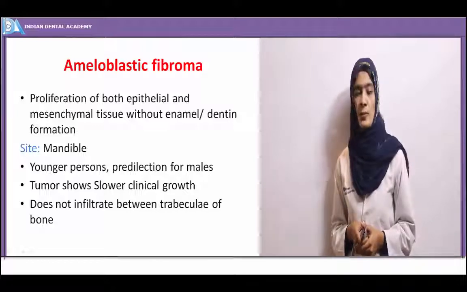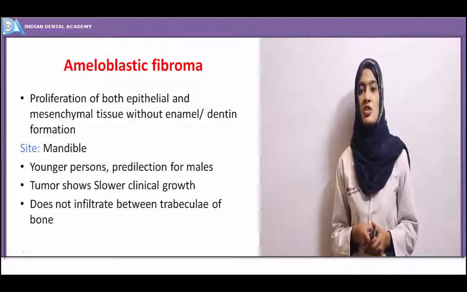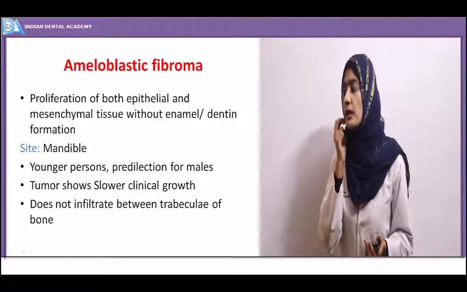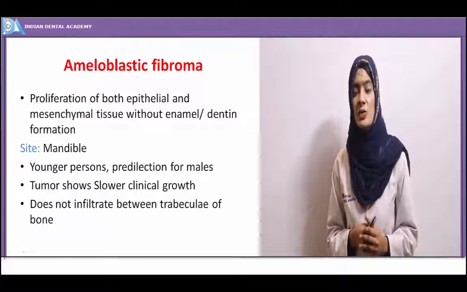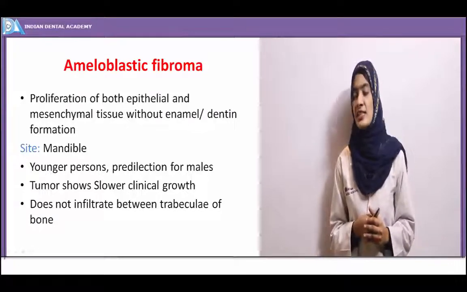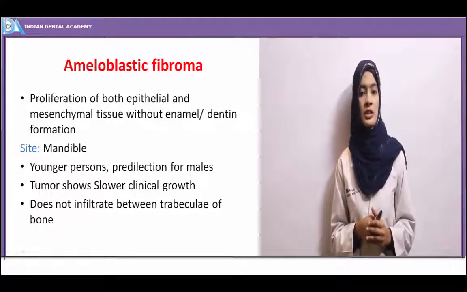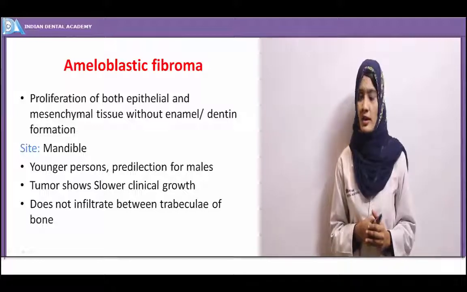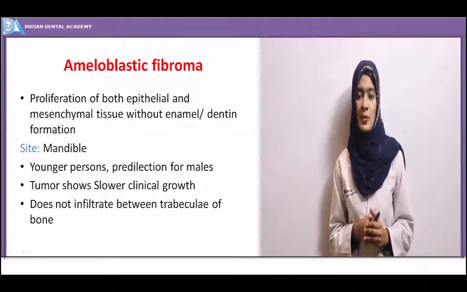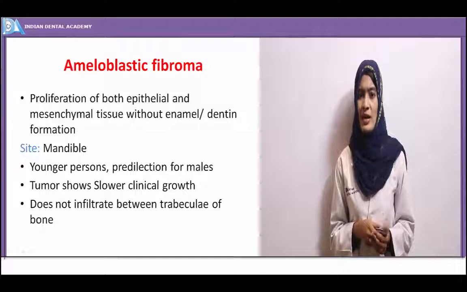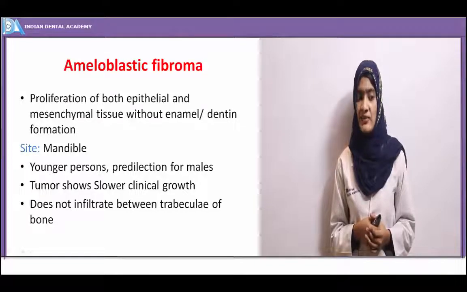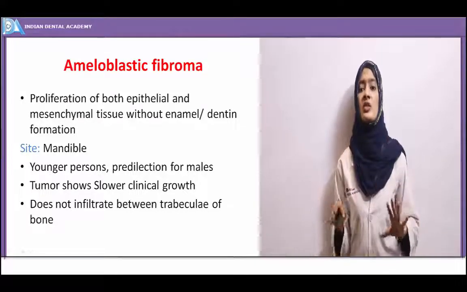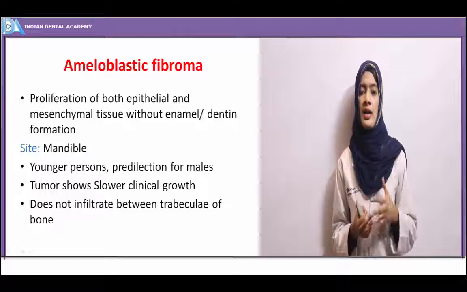There is a predilection for occurrence of ameloblastic fibroma in the mandible, and it is more commonly seen in younger individuals or middle-aged adults, with a predilection for males. The tumor shows slower clinical growth. Initially it is asymptomatic, and being a fibroma, it just appears clinically as a swelling, and it is a benign one. It does not show any tendency to infiltrate between the bony trabeculae.